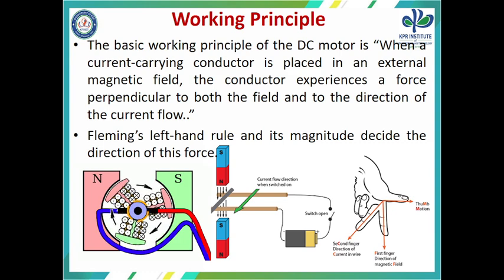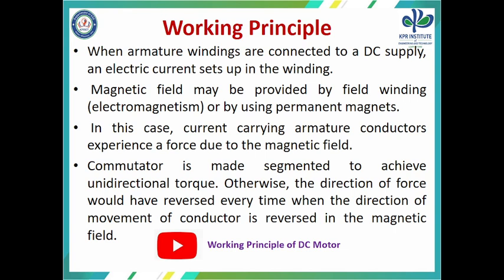We have Fleming's left hand rule. The thumb indicates the motion, the index finger indicates the magnetic field, and the middle finger indicates the direction of the current. When the armature windings are connected to a DC supply, an electric current is set up in the winding. A magnetic field may be provided by the field winding or by using a permanent magnet. In this case, the current carrying armature conductor experiences a force due to the magnetic field. The commutator is made segmented to achieve unidirectional torque. Otherwise, the direction of the force would reverse every time the direction of movement of the conductor is reversed in the magnetic field.